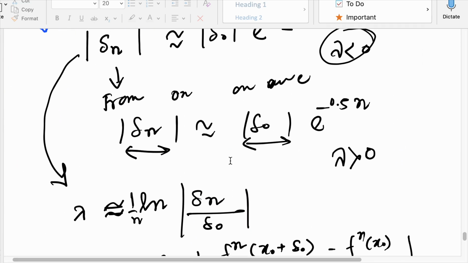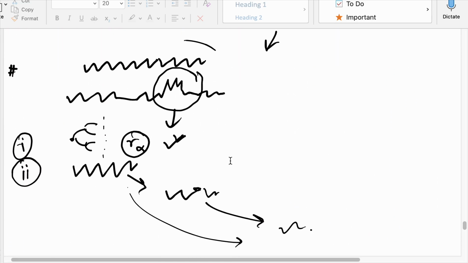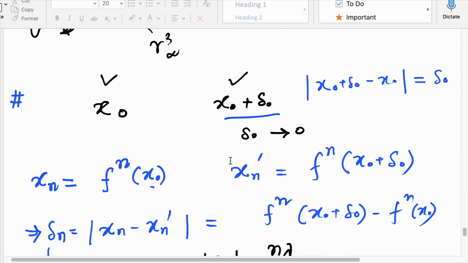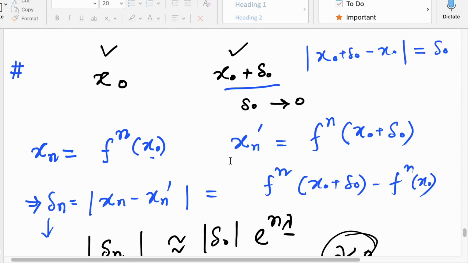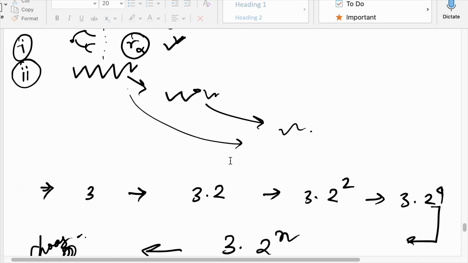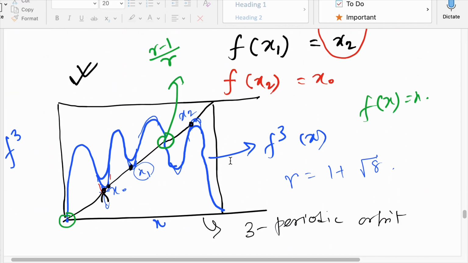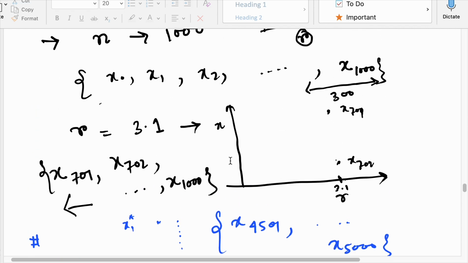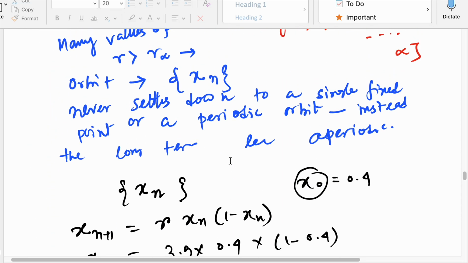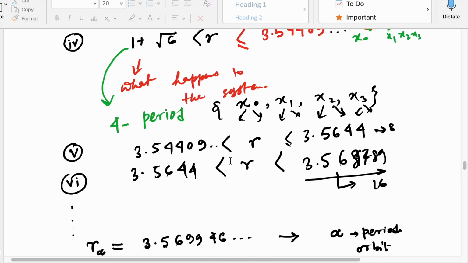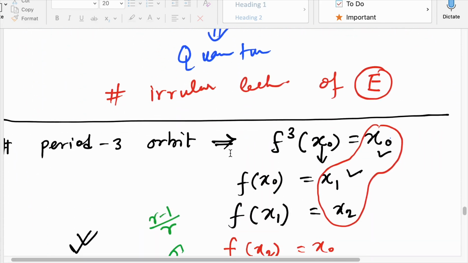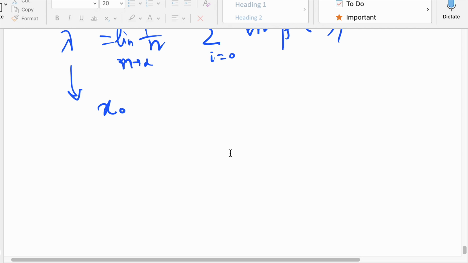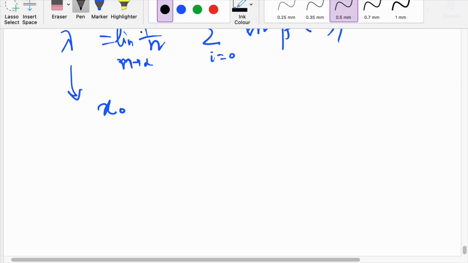So let me first go through the Lyapunov exponent, then I will show you some examples. We have learned so far that to see whether or not a dynamical system has some chaotic component in it, we can draw an orbit diagram, and from that orbit diagram we can surely say that there is something which is aperiodic.